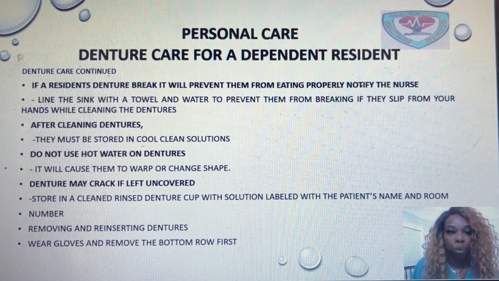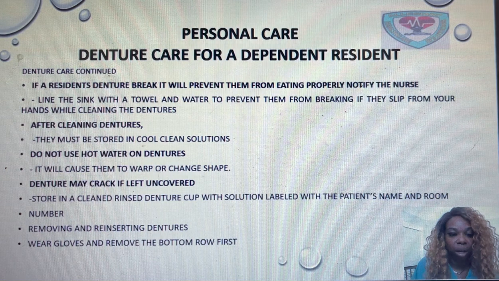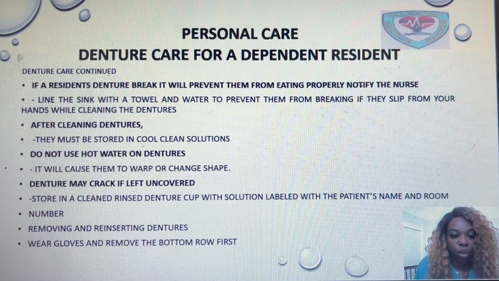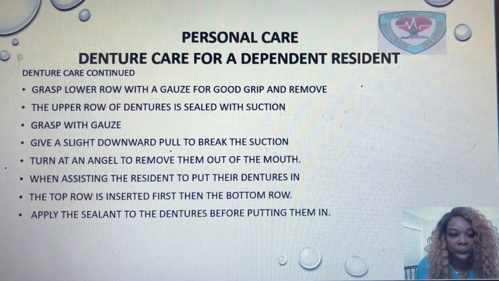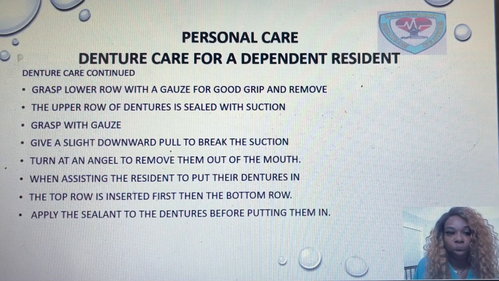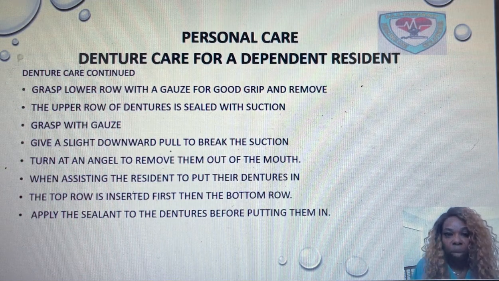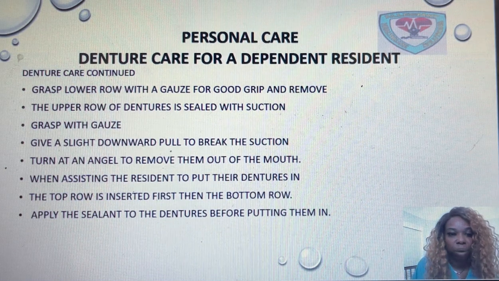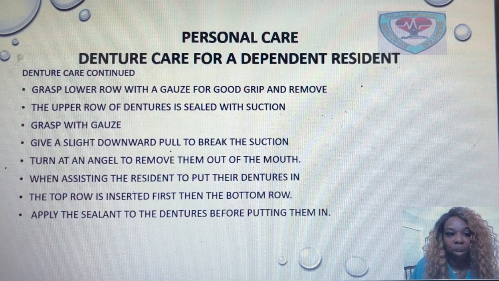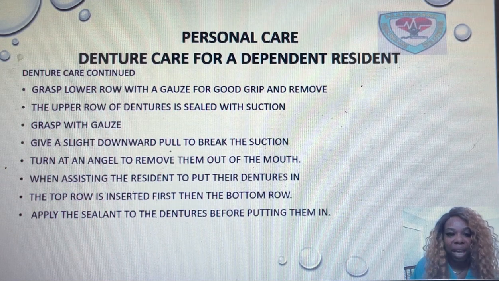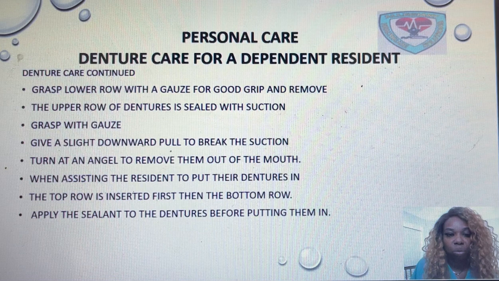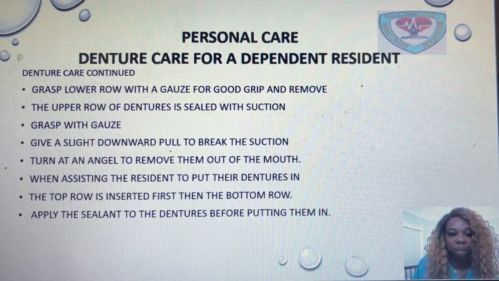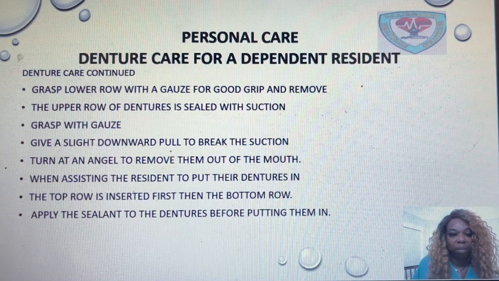When you are removing the dentures or inserting the dentures, you're going to wear gloves. And when you're removing the dentures, you want to remember to remove the bottom row first. You want to grasp the row with the gauze for a good grip, and you want to remove the dentures. The upper row of dentures is sealed with suction, so you want to grasp with the gauze and give a slight pull in order to break the seal. You may have to rock them a little bit from side to side. You're going to turn them at an angle to remove them out of the mouth.